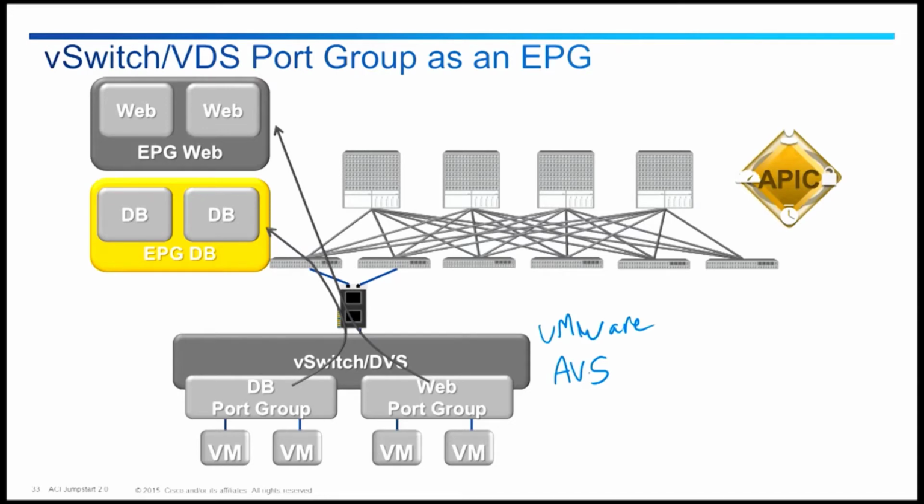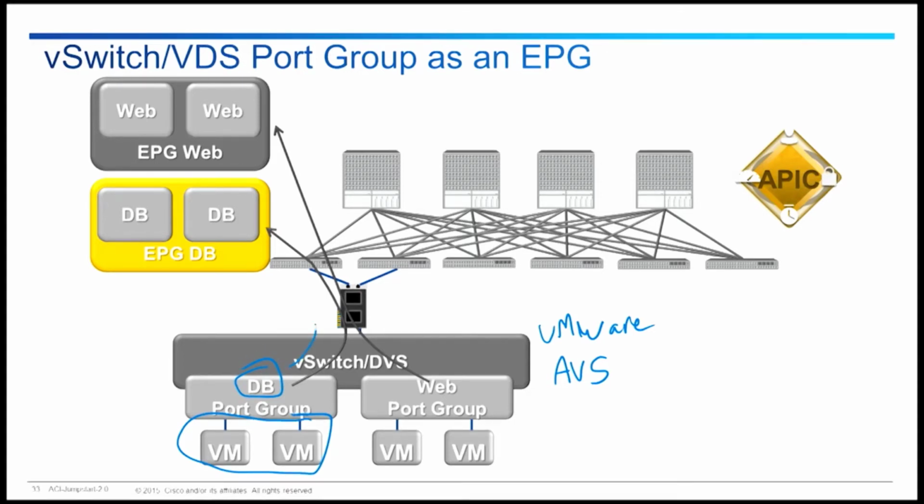When I have my endpoints connected to a port group, perhaps I've got these guys here connected to a port group called database, I can simply map that into its EPG. I create my EPG called database on the fabric, and then all that traffic and policy gets applied.